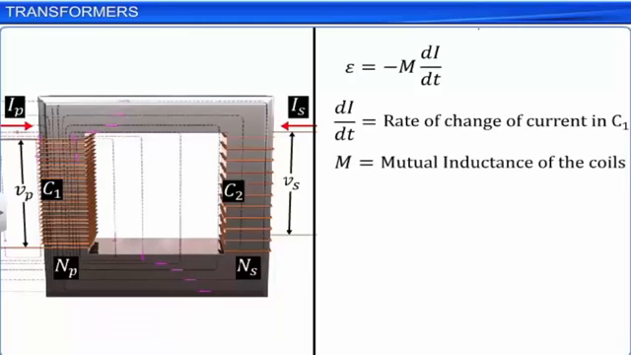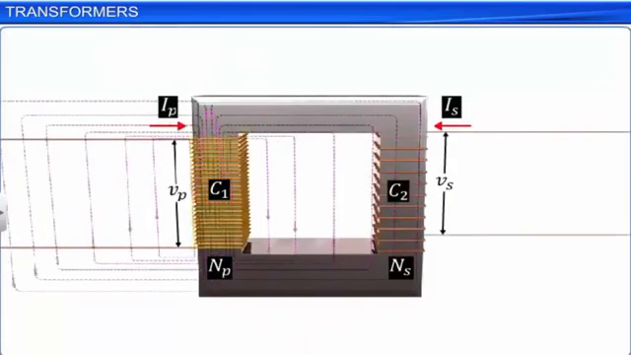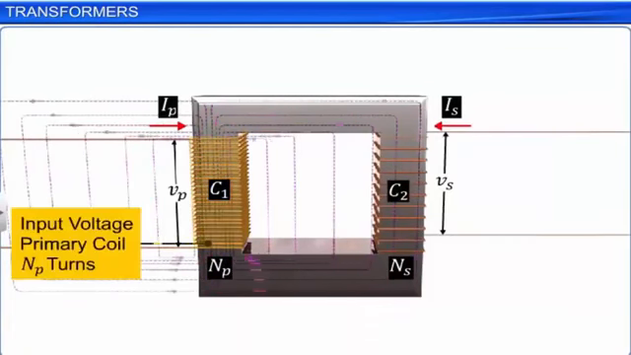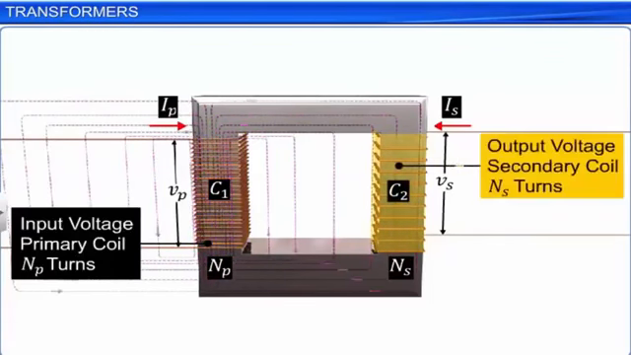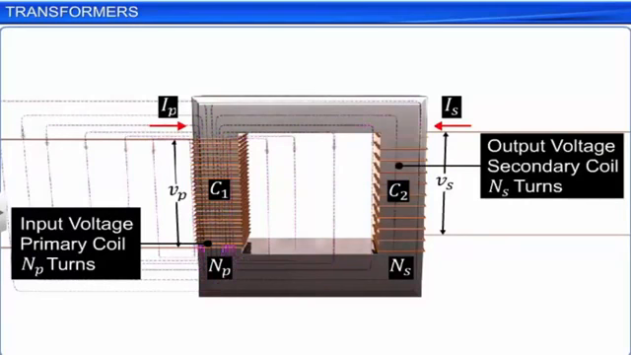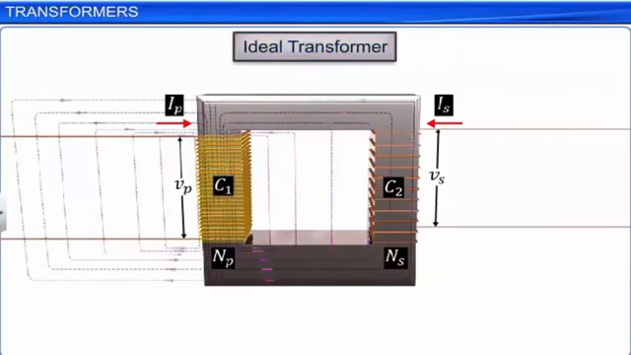The coil C1, at which input voltage is applied, is called the primary coil, and the coil C2, at which output voltage is obtained, is called the secondary coil. Let the number of turns in these coils be Np and Ns respectively. Let us consider the case of an ideal transformer where the primary coil has negligible resistance and all the magnetic flux in the core links both the primary and the secondary windings.